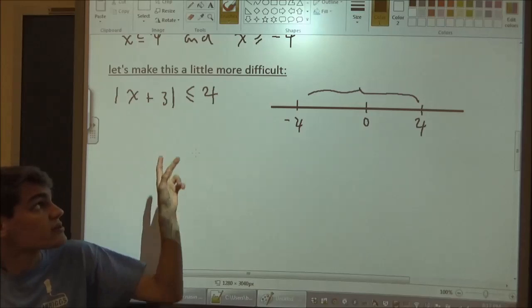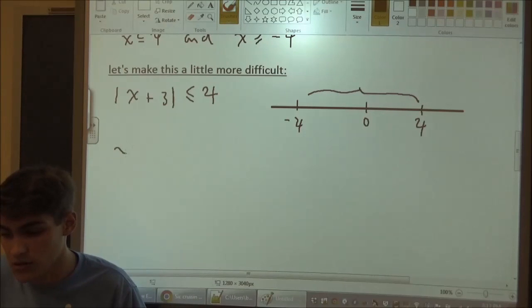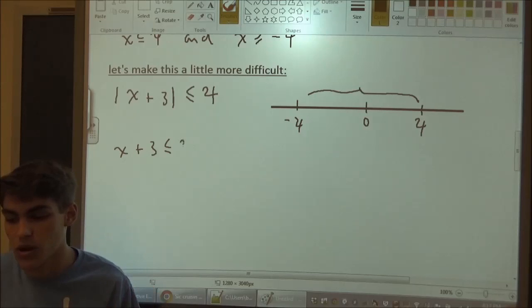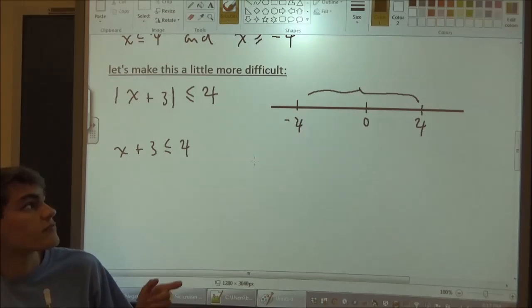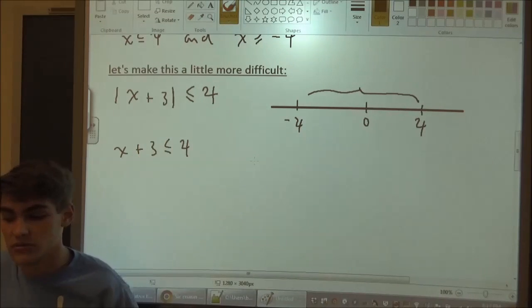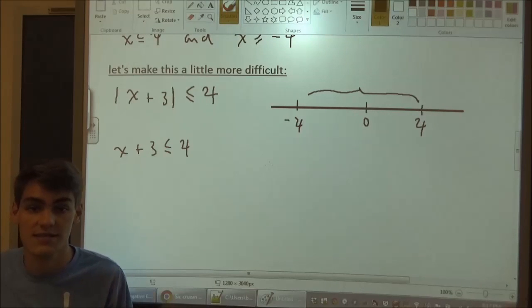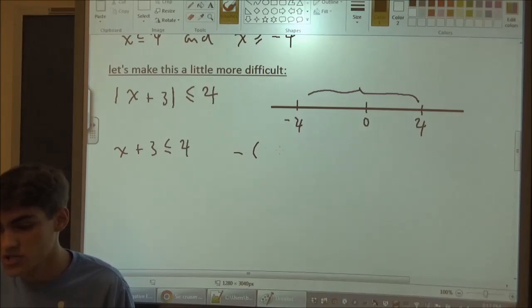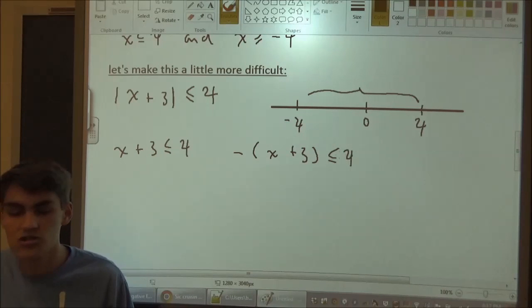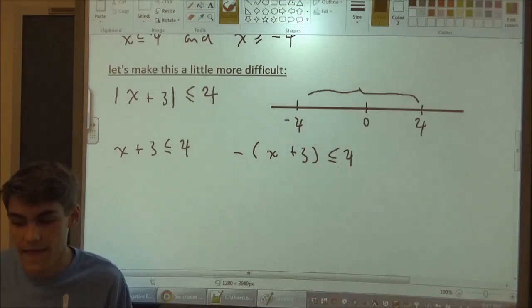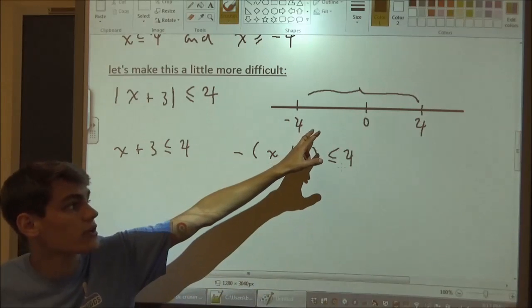So, what if what's in here is greater than 0? Then you just get the positive value of that whole quantity back. But what if what's in here is less than 0? Well, then you have to check the negative of the entire quantity. Not just the x, the entire quantity.